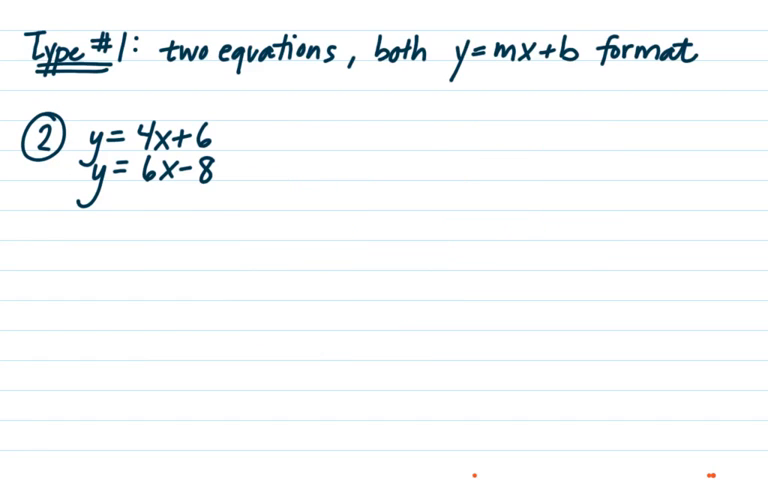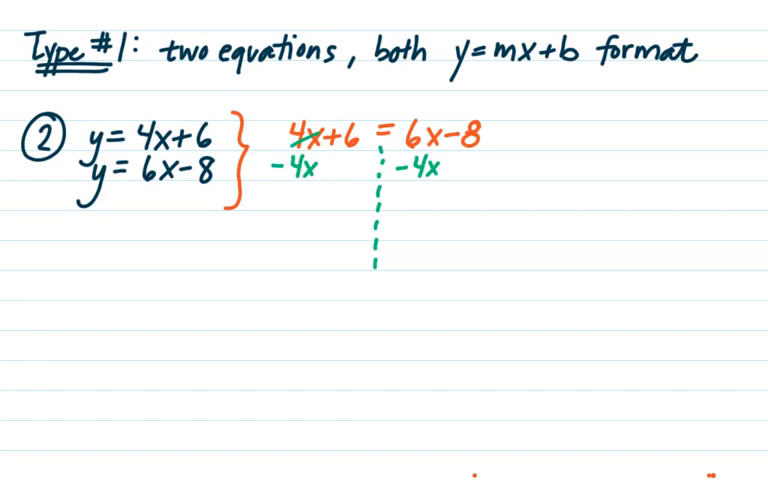Here's another system of equations. Again, this one is easy because they're both y equals something with x in it. So the easiest way to solve is to set them equal to each other, to say 4x plus 6 equals 6x minus 8. Now both of these are equal to y, which means they're equal to each other. So again, we just want to get the x's in the same place. I'll move the smaller x over because I like to keep things positive. So we'll get 6 equal to 2x minus 8.